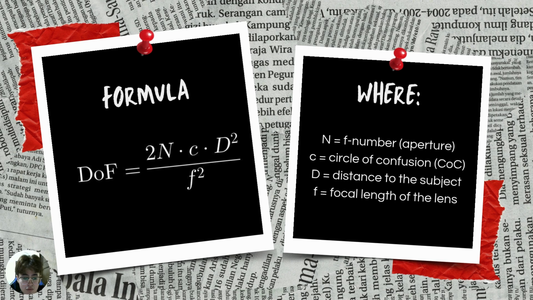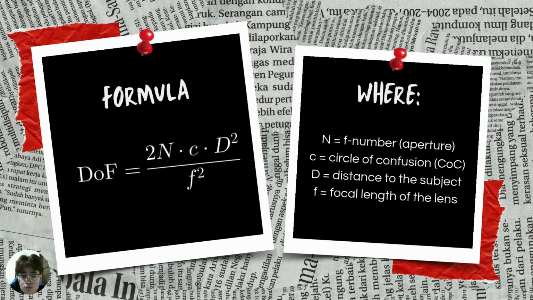Then next we have D. This represents the distance to your subject. So if your subject is closer to the camera, like, let's say, in a macro shot of a flower, the depth of field is very narrow and focusing becomes critical. And if your subject is farther away, like, let's say you're taking a photo of a mountain in the distance, the depth of field increases significantly and more of the scene will appear sharp.